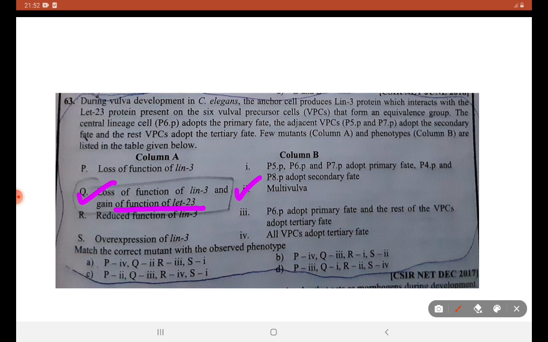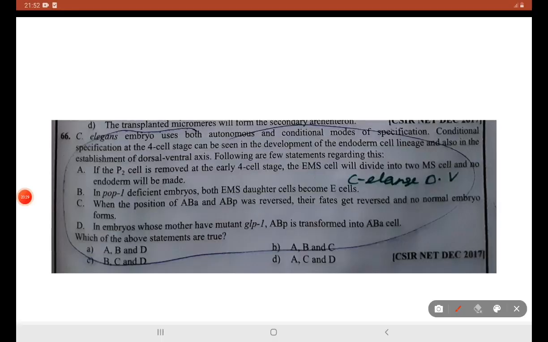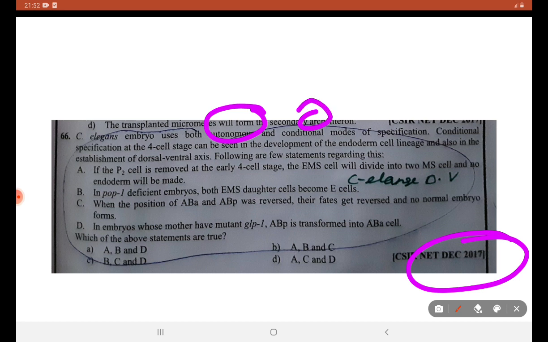If LEN3 is loss of function, all PVC adopt tertiary fate. Okay, this is the correct answer. Now from December 2017. C. elegans embryo uses both autonomous and conditional mode of specification.